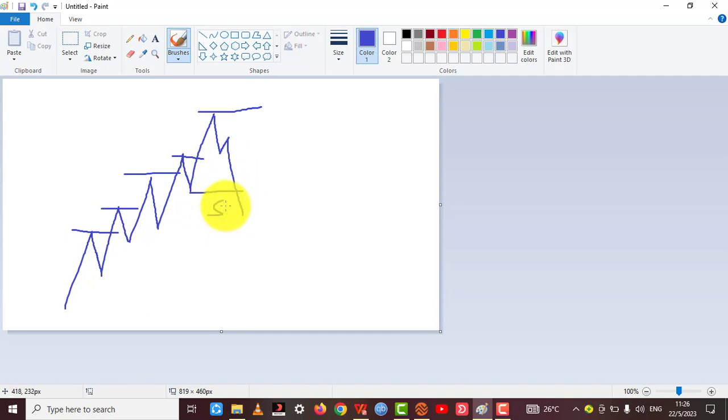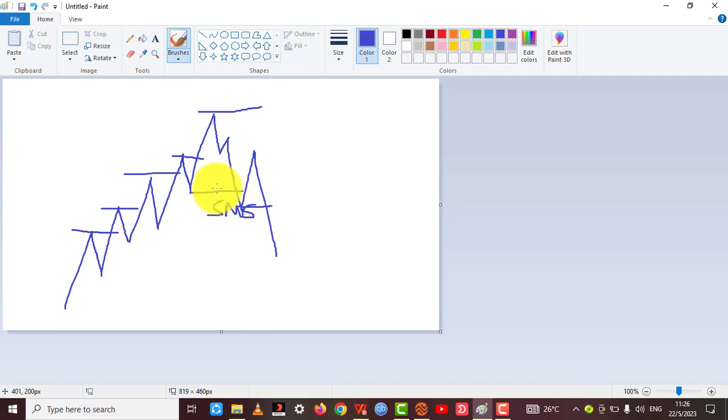Shift in market structure. That's what we have there. So price then comes back. Price has shifted from a bullish sentiment into a bearish sentiment. We're not looking for sells here. So price now comes back there, breaks this structure. This was a shift in market structure. We now call this a break of structure.